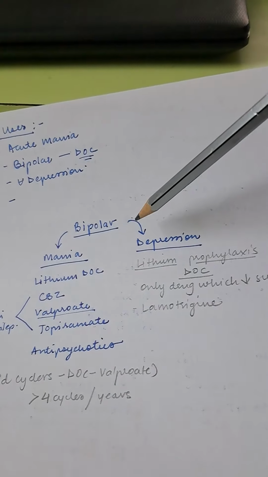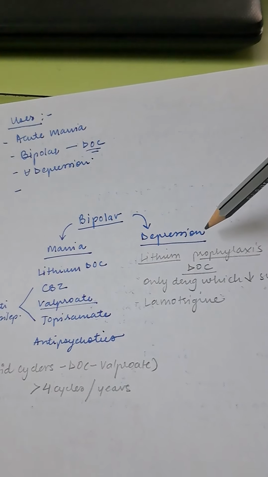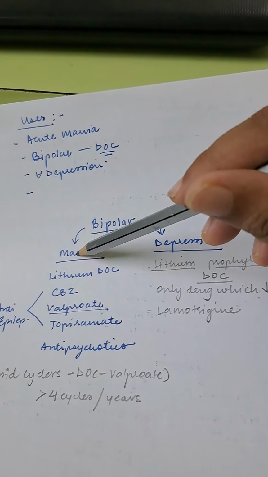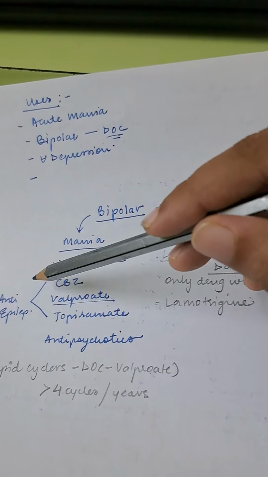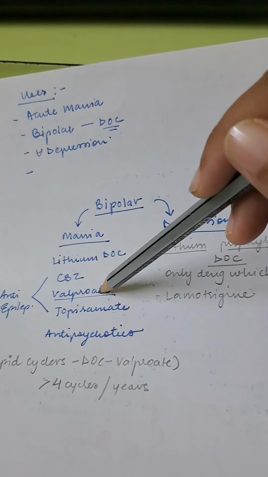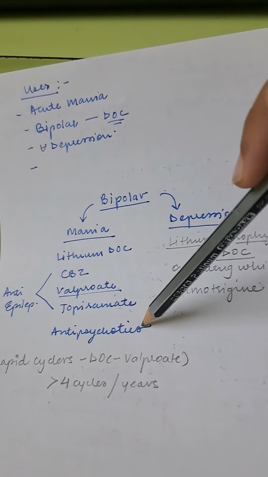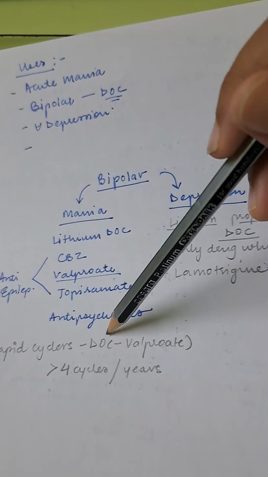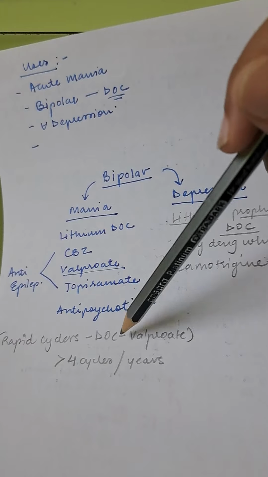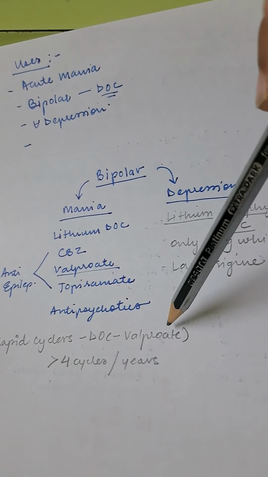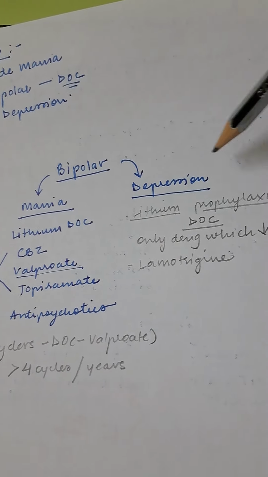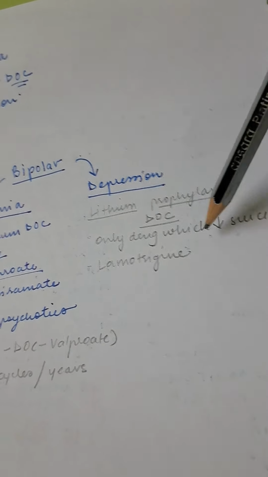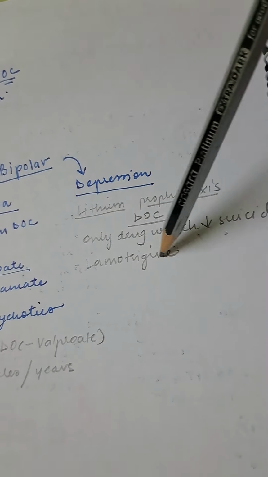Okay, so bipolar, it can be mania or depression. So lithium is the drug of choice in mania. Apart from that, you can use anti-epileptics like carbamazepine, valproate, topiramate, and antipsychotics. In case of rapid cyclers, that is, who've got 4 cycles of this per year, the drug of choice will be valproate. In case of depression, lithium prophylaxis is the drug of choice, the only drug which decreases suicide, and lamotrigine can be used.